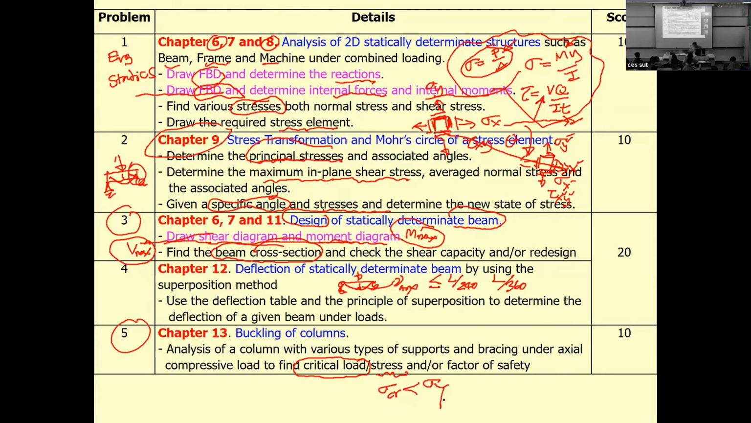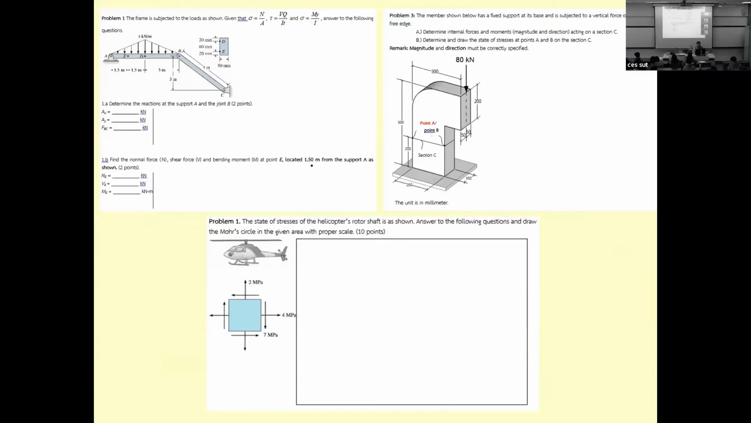Okay, let's see an example. We come to chapter 1. We have a structure like this. For the example, they are going to ask you to determine the reactions. They ask you to determine the normal force, shear force, and bending moment. And they give you some equations over here. Okay, and that's what I showed you before.